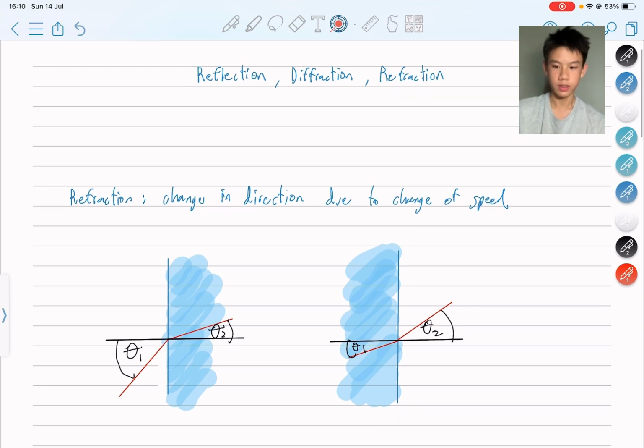So over here, this is the boundary, this is the normal, and you can see the light bending as it passes through the medium. This is the incident ray and this is the refracted ray. This is the angle of incidence and this is the angle of refraction. As you can see here, as light goes from a less dense medium to a denser medium, the angle of refraction will bend towards the normal. However, if light goes to a less dense medium, then the angle of refraction will bend away from the normal.